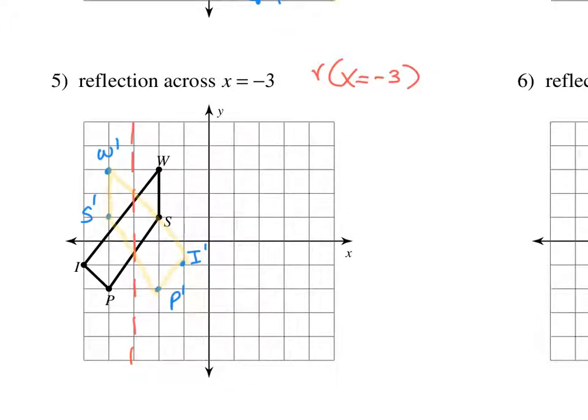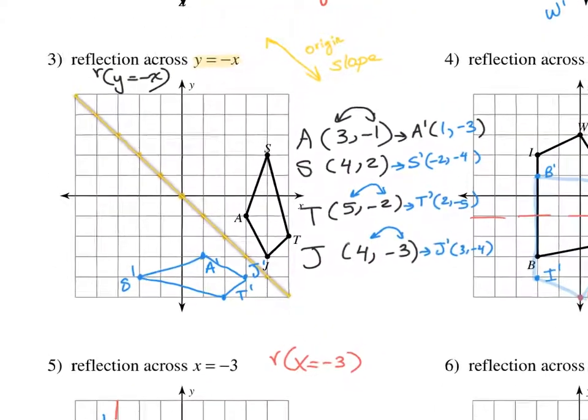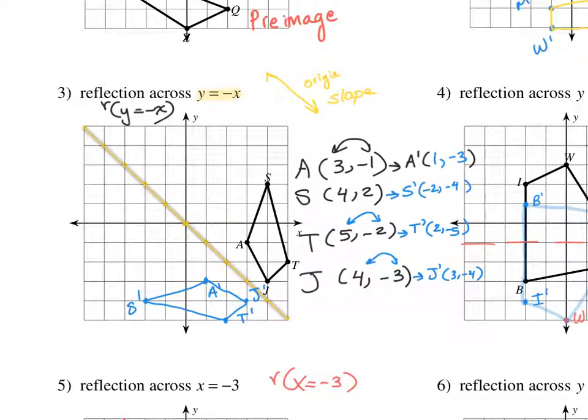So far I was able to count. It's easy to count because these are vertical and horizontal lines. The moment it becomes slanted, it's better for me to use a rule. So if it's y equals negative x, remember you flip the numbers and you do the opposite.